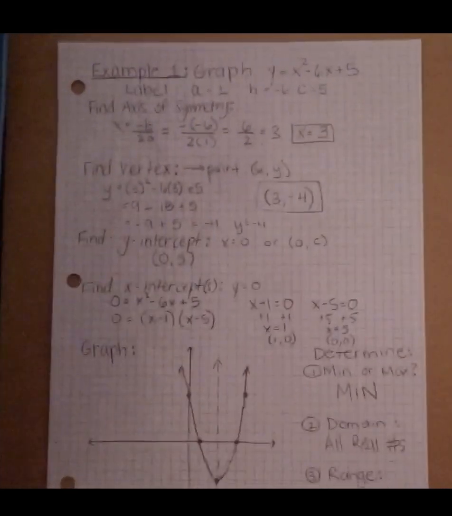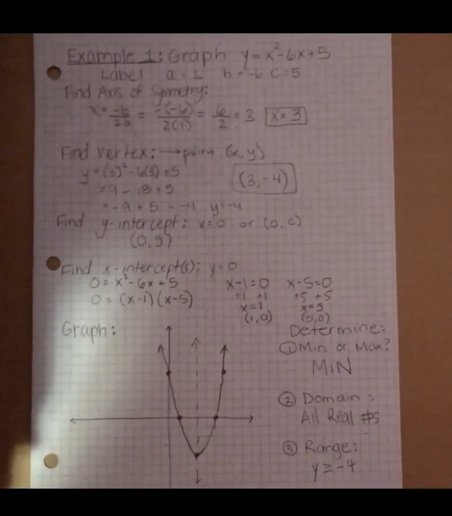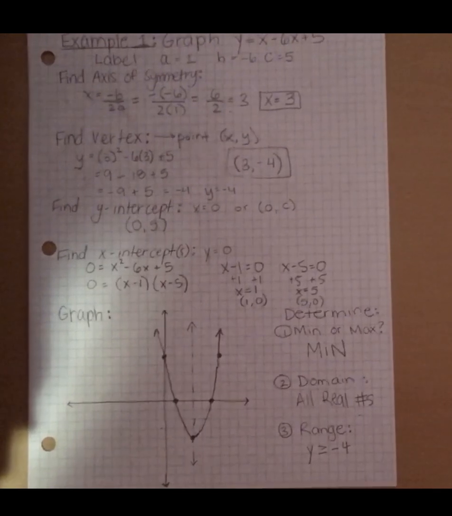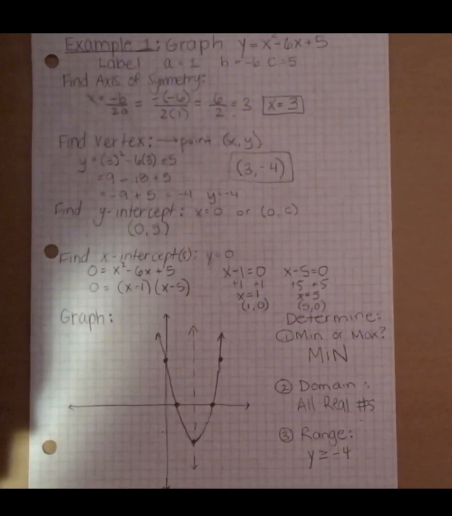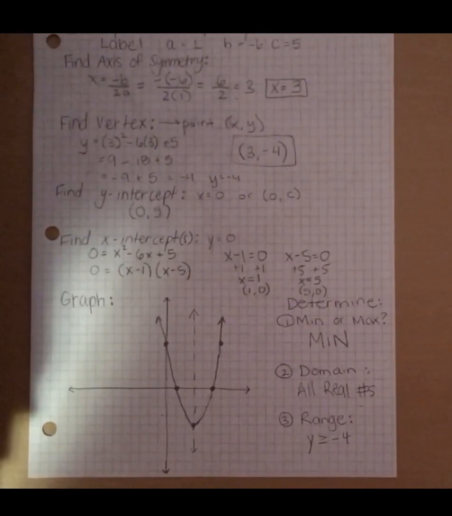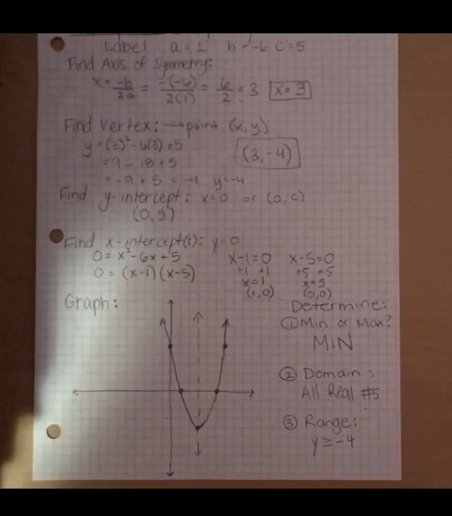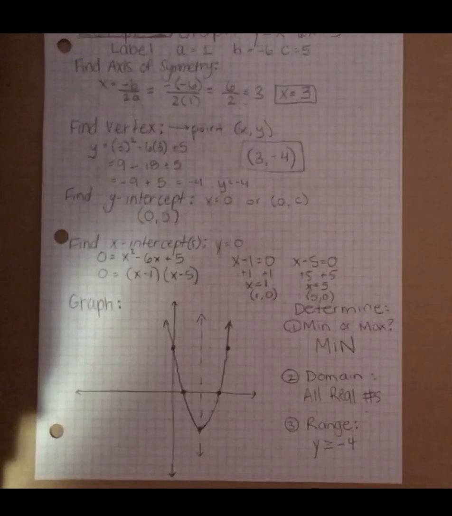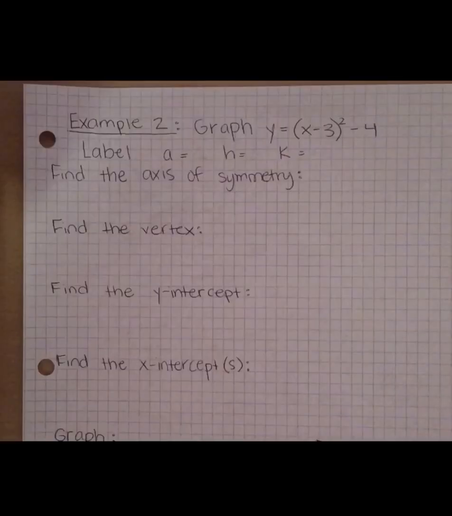And now all together, we have our full process here. We labeled A, B, and C, found the axis of symmetry, found our vertex, found our x and y intercepts, graphed our points, and determined if it was a minimum or maximum and what the domain and range was. So in this example 2, we're going to graph y is equal to (x minus 3) quantity squared minus 4.